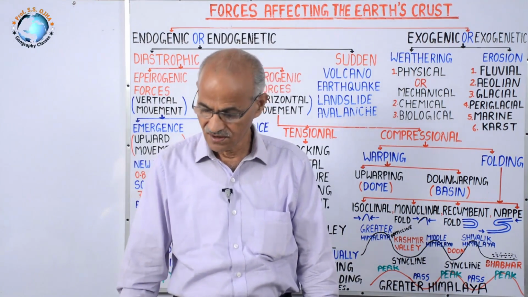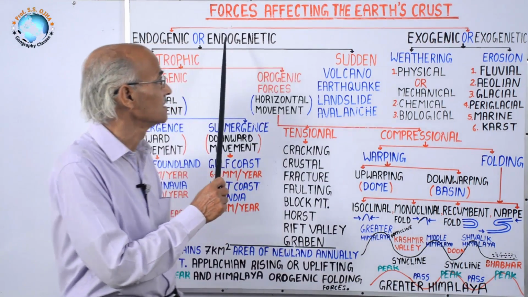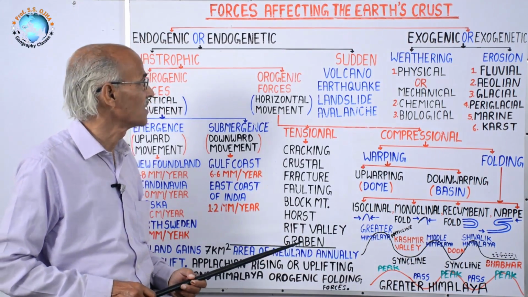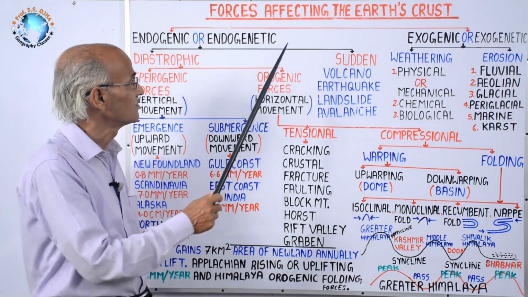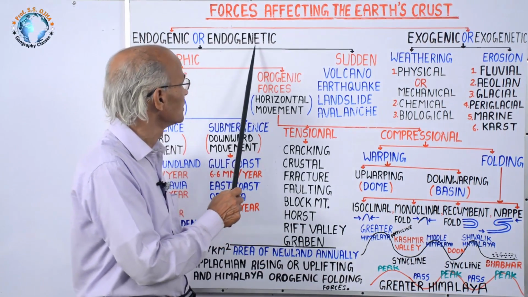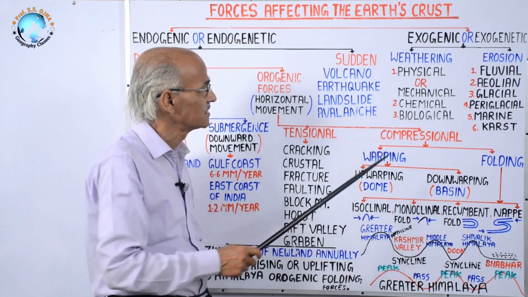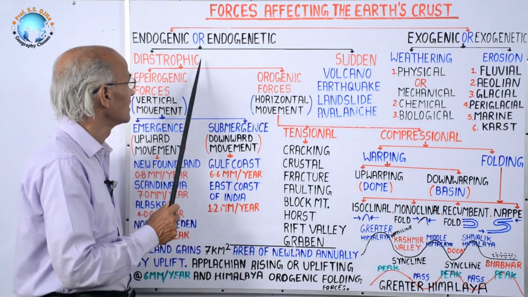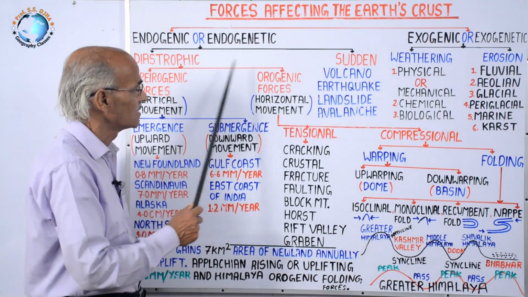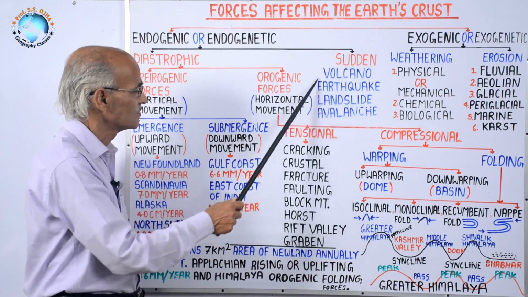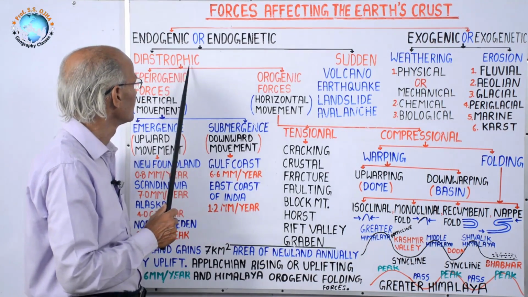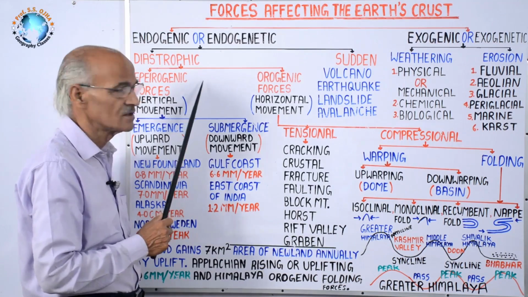Now, let us study today the forces affecting the earth crust. These are continuously at work. We can categorize all the forces in two groups. Number one, endogenic or endogenetic force, and second is exogenic or exogenetic force. In endogenic, there are two types of forces. Number one is diastrophic and number two is sudden. Sudden forces show their result suddenly, while diastrophic forces show their result very slowly.